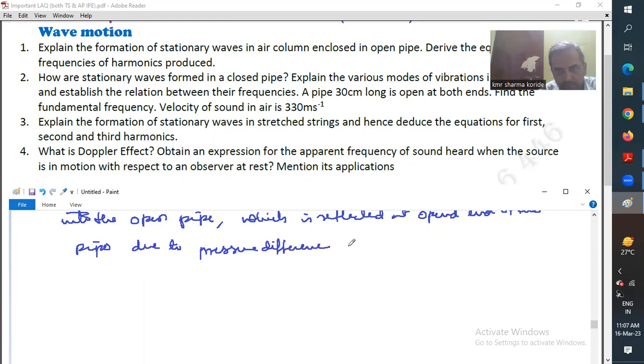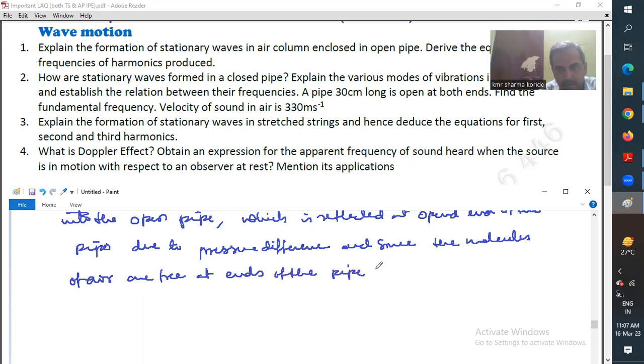And also, since the molecules, or you can say air particles, are free at the ends of the pipe, antinodes are formed.